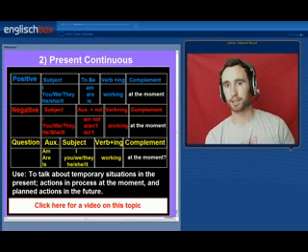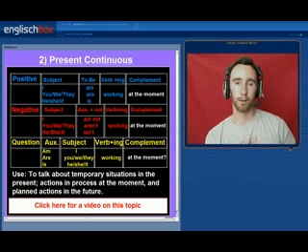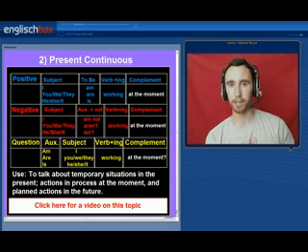We have the subject, I, you, we, he, she, it, or they, then the verb to be in its conjugated form. This is the auxiliary in the present continuous. Then the verb plus ing, and then the complement. So for example, I am working at the moment.